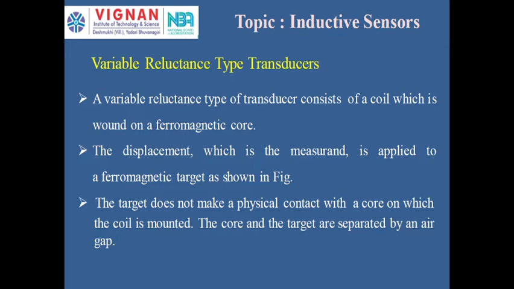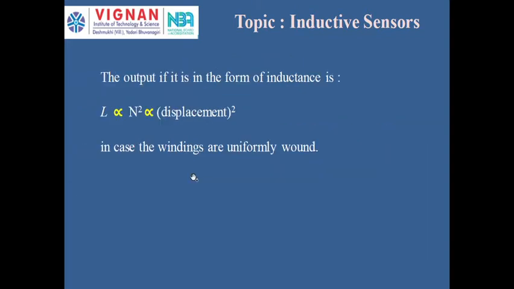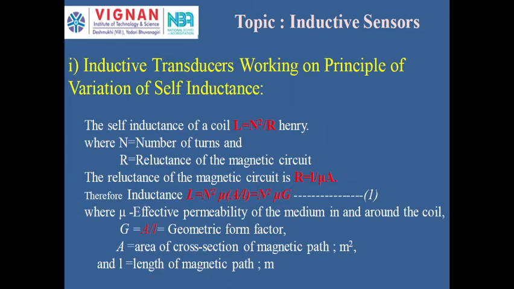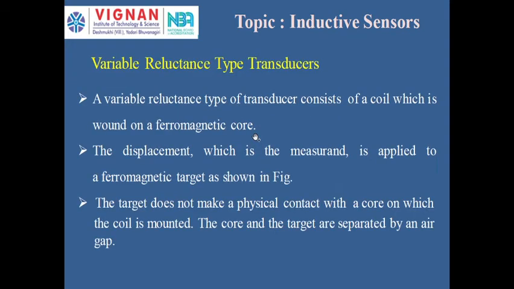And there is another type of inductive transducer whose principle is the change in reluctance. Just now we discussed the relation between inductance and reluctance, that is, L equal to N square by R. As reluctance increases, inductance decreases. Both are inversely proportional. Now we will see. Actually, as per our syllabus, the first topic is variable reluctance type transducers.